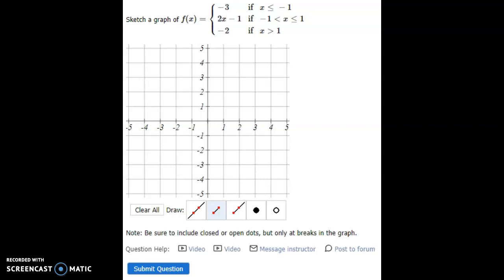Hey, it's Dr. Pat here, looking at a problem of how to do a graph of a piecewise function in WAMAP. So what I've got here is a piecewise function, and I want to make this graph.